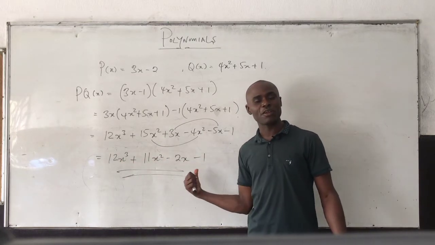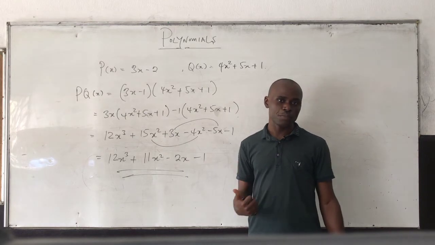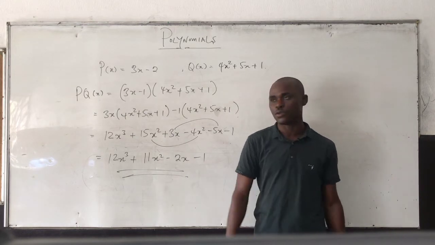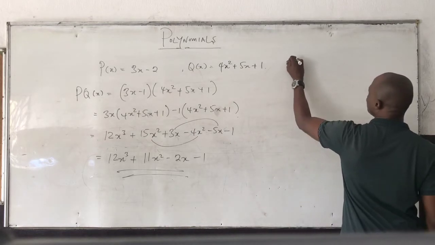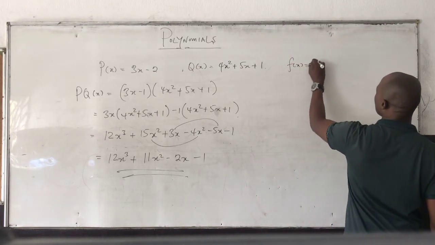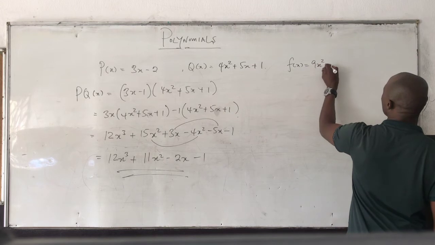And you know what kind of polynomial this is? This is a cubic polynomial. So you can try this on your own: f of x equals 9x squared plus 1.